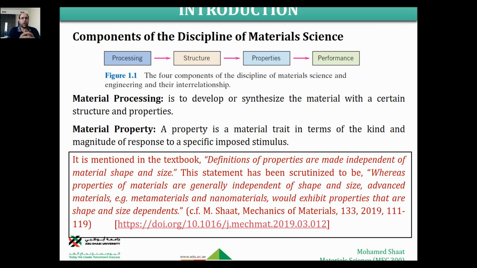So we're going to say that we do have material processing. You should understand what it means, material processing. You should understand what it means, material structure. You should understand what it means, material properties, material performance.